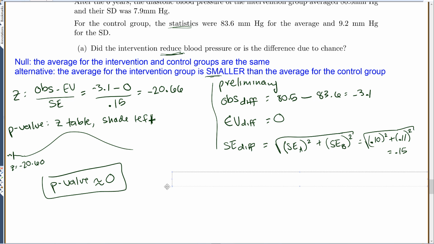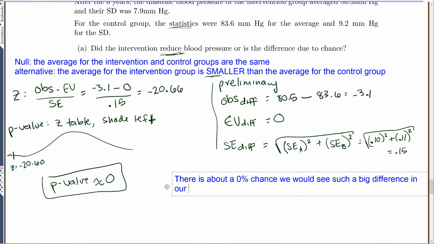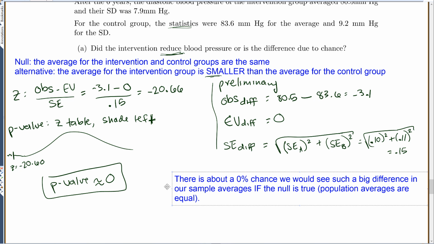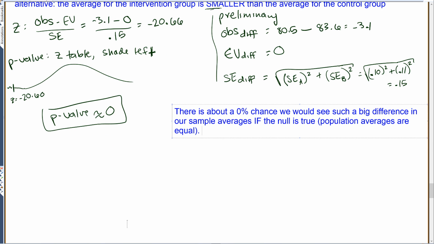So interpret the p-value. This would be, there is about a 0% chance, or 0% of the time, we would see such a big difference in our sample averages if the null is true, meaning that the population averages are equal. So about 0% of the time would you see such a big difference in your sample averages if the null was true, if the population averages were equal.